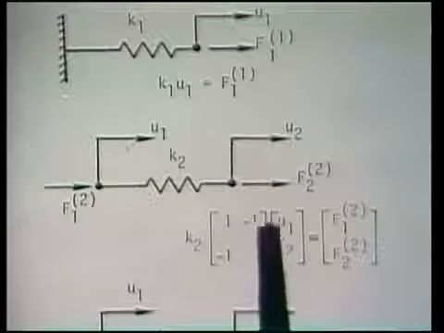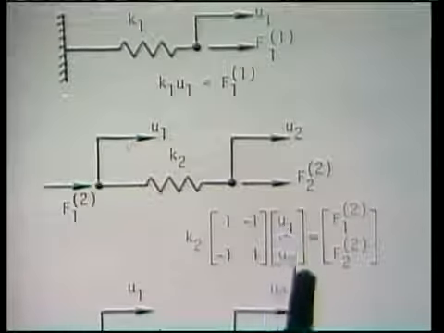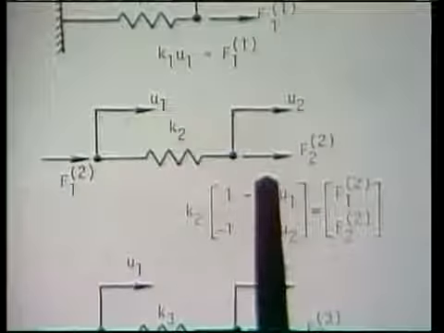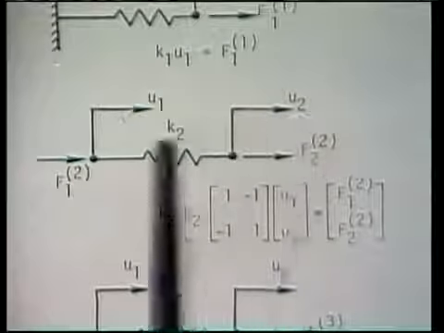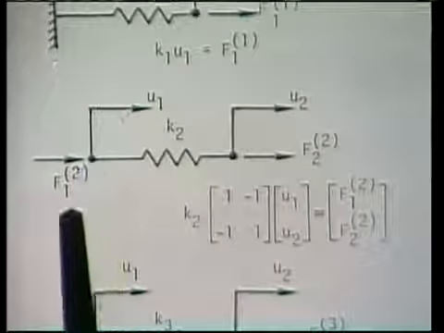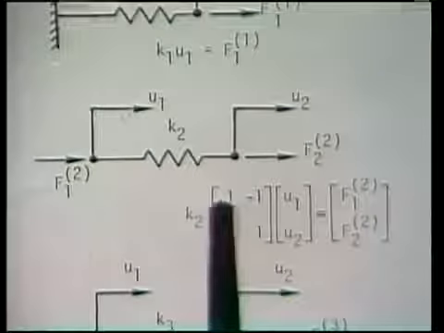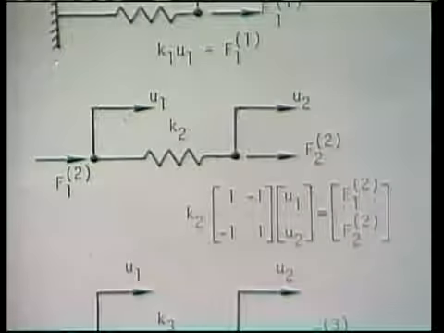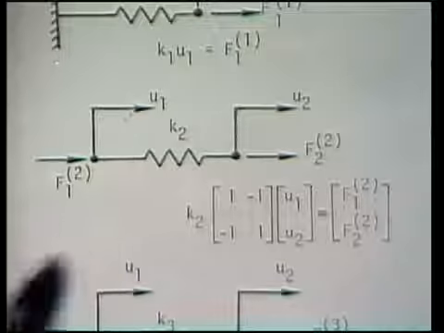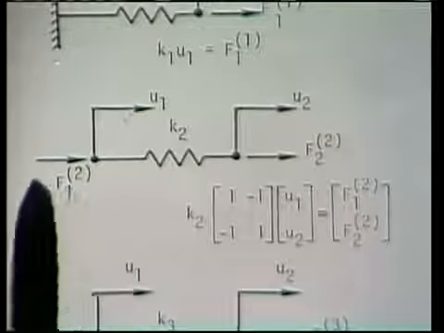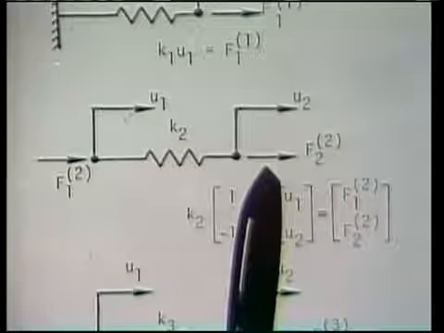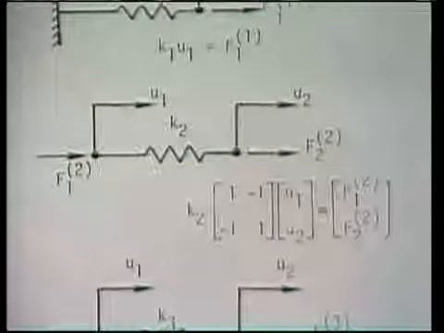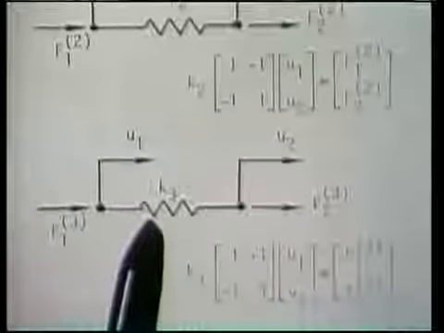Notice also, if you look at this matrix closer, that if U1 is greater than U2, in other words, U1 greater than U2 means that the spring is in compression, we would find that F1^2 is positive by simply multiplying this out here, and F2^2 is negative, which corresponds to the physical situation that we actually have. If U1 is greater than U2, this force here is positive, and that force is negative because the spring is compressed.